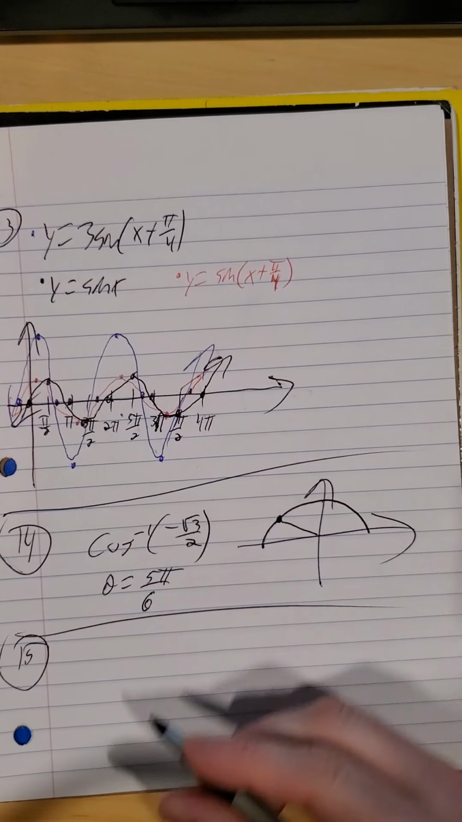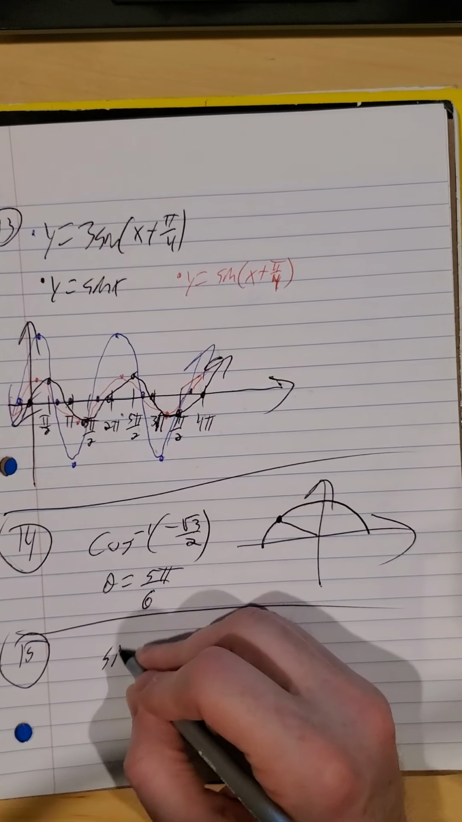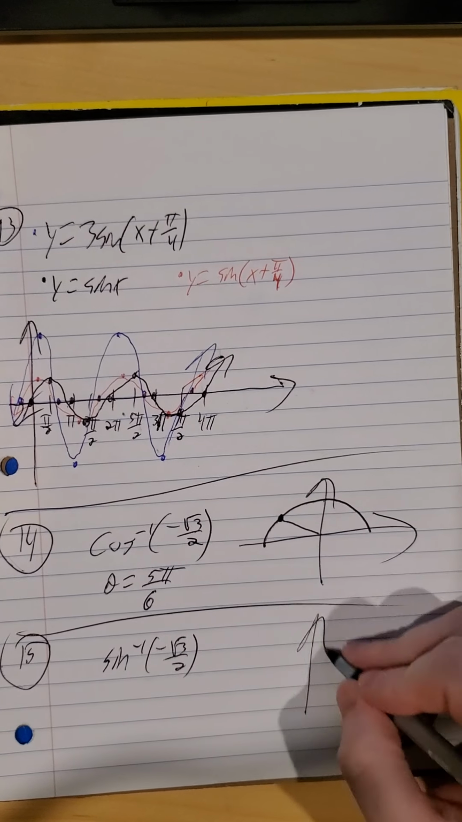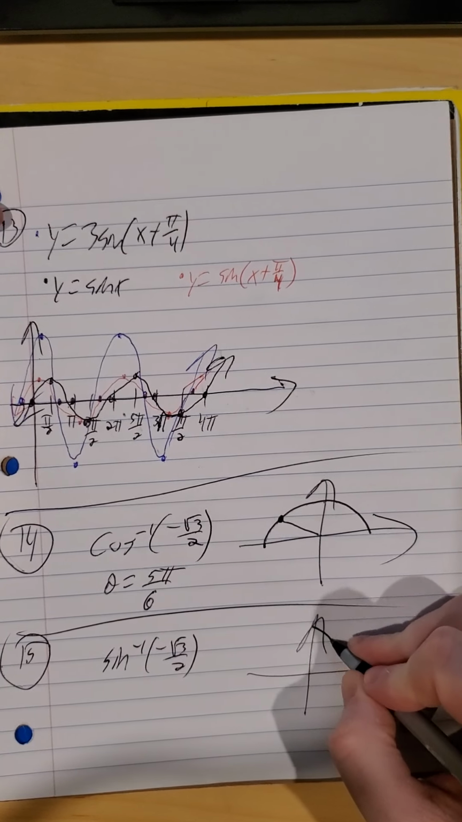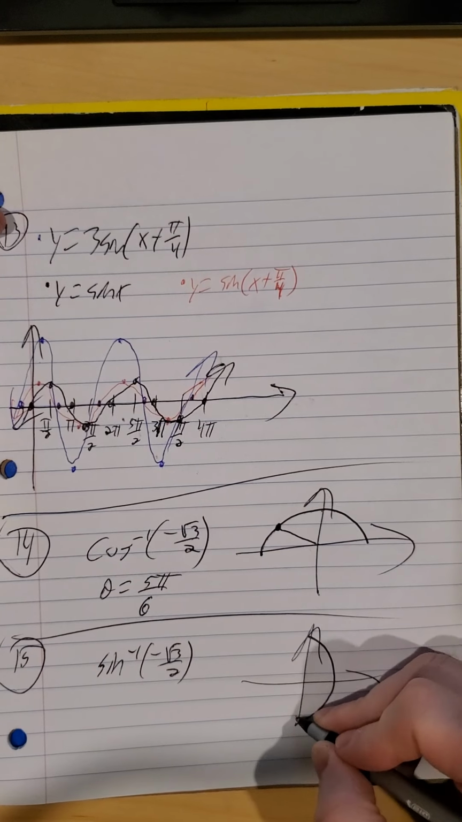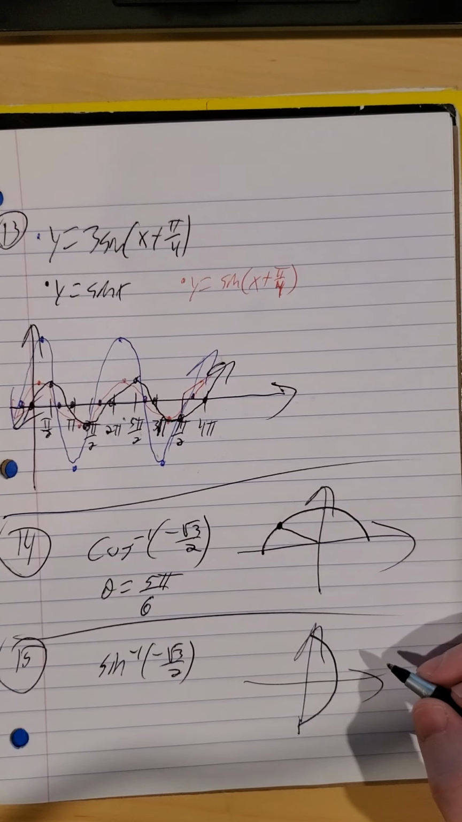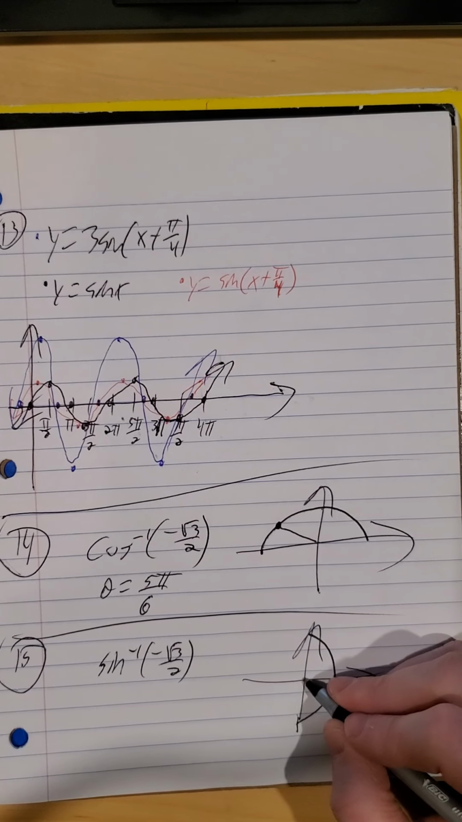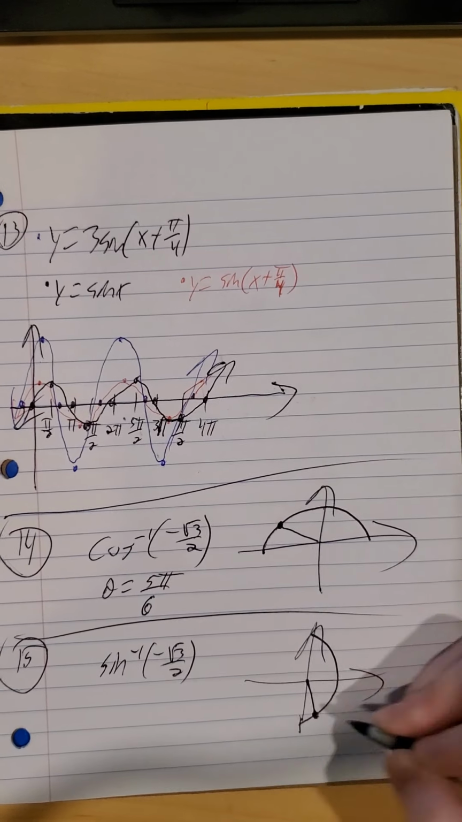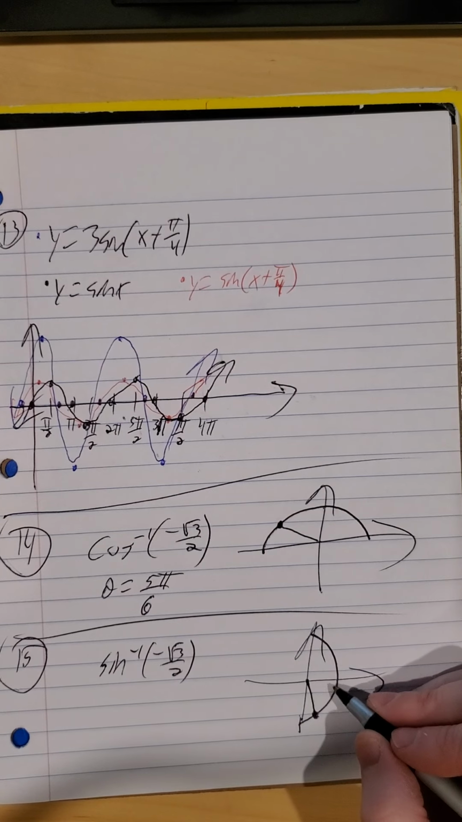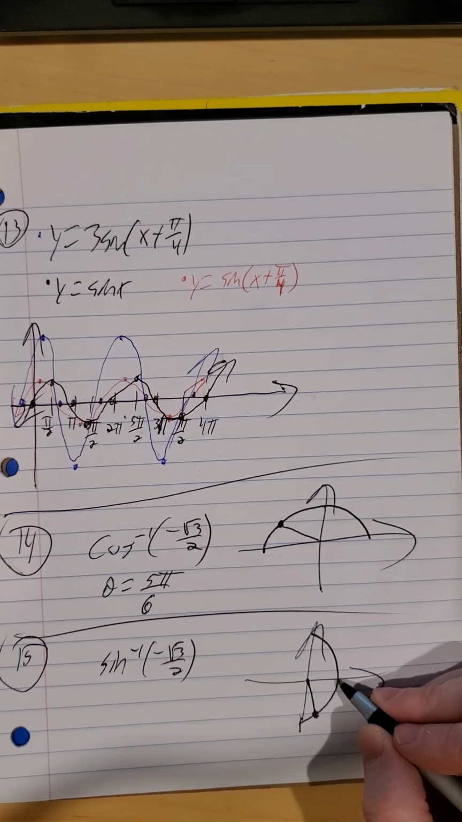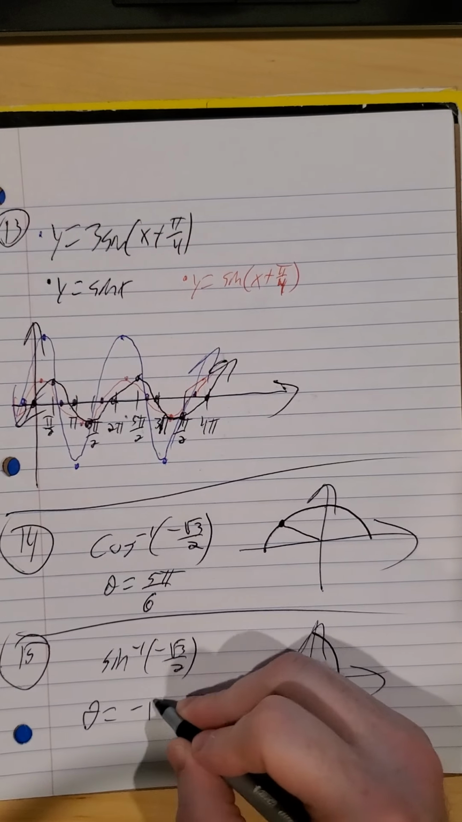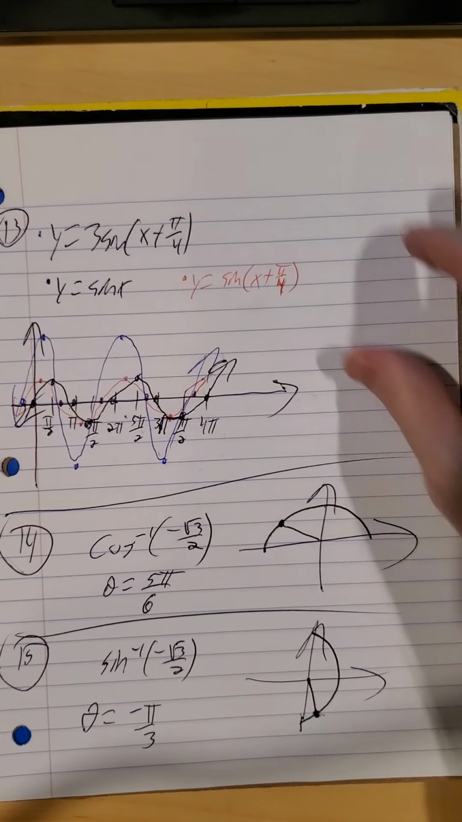15, similar idea. This time the arc sine of -√3 over 2. So on this one, they were hoping that you remembered that the sine is from minus pi over 2 to plus pi over 2. So this time our sine value is -√3 over 2. So this is one of our multiples of 60 degrees. It's 60 degrees backwards, so theta is negative pi over 3.